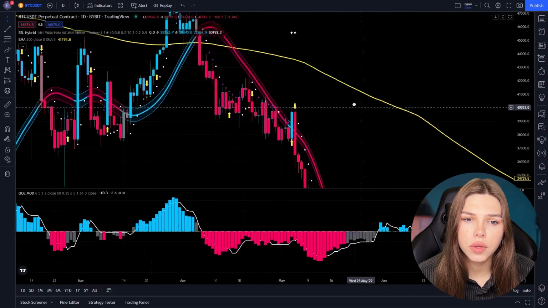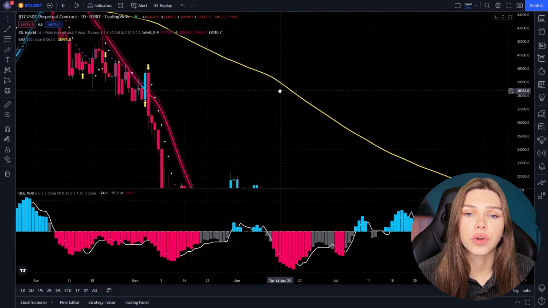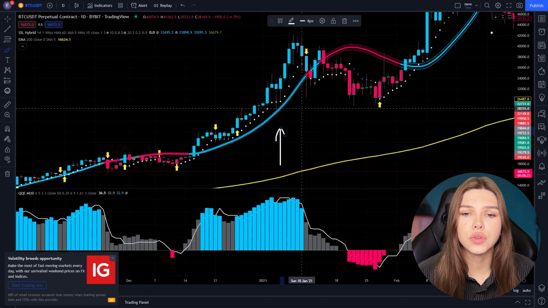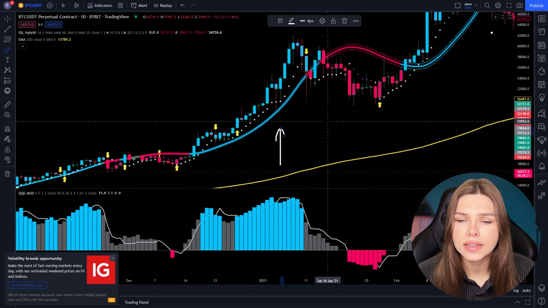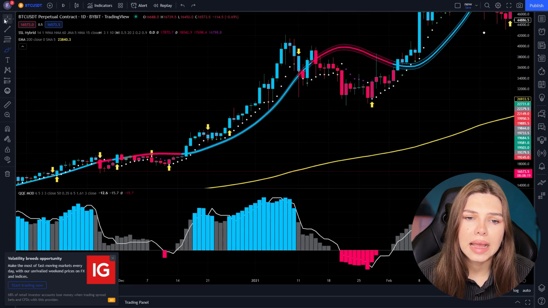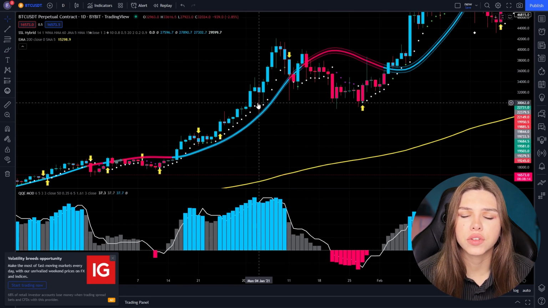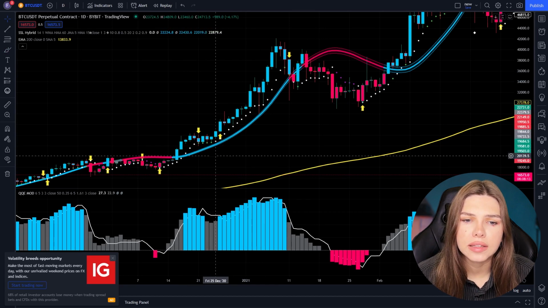First of all, we're going to look at the rules of the strategy for a long trade. Rule number 1, the price action needs to be above the 200 EMA, like it is here. Number 2, the trend line needs to be blue and the price action also needs to be above the trend line, like it is right here.